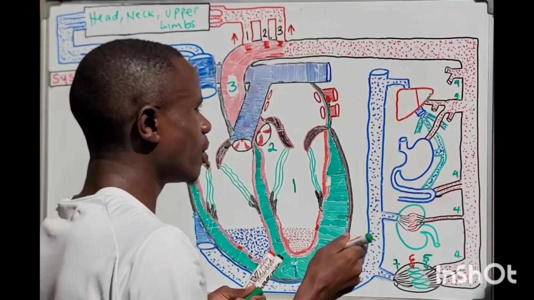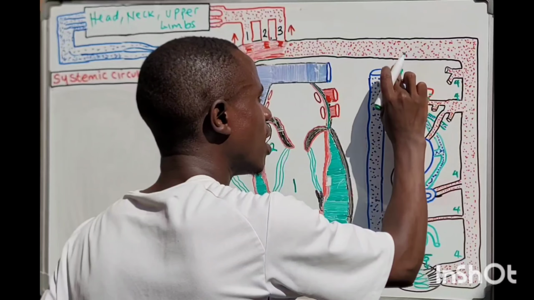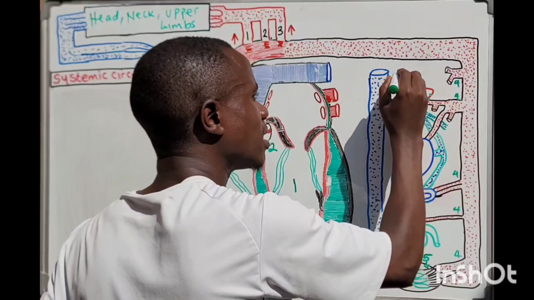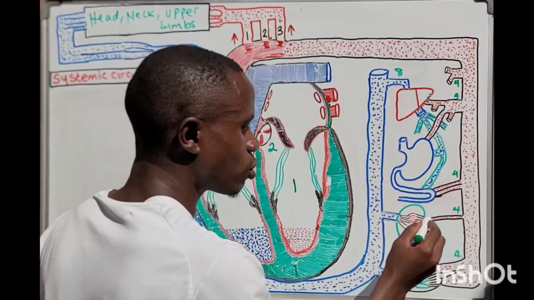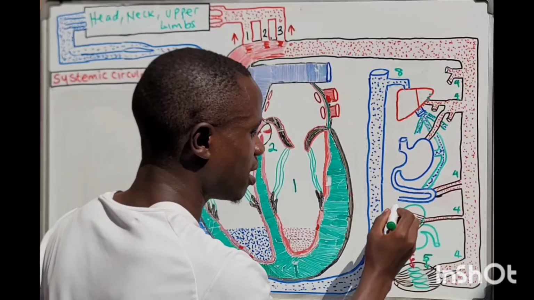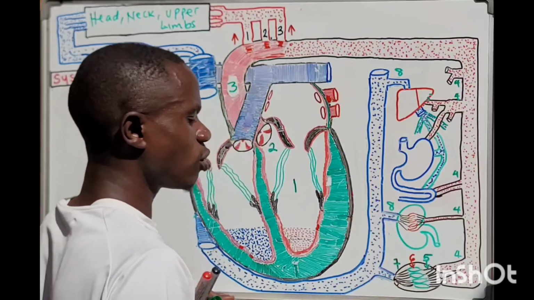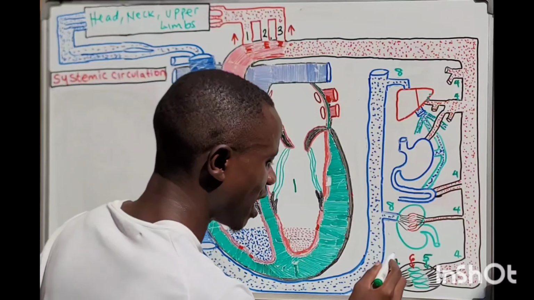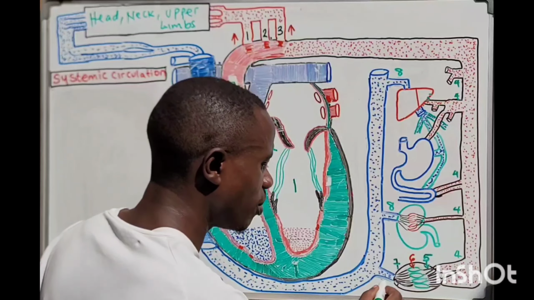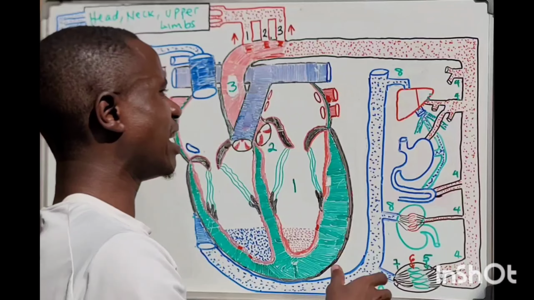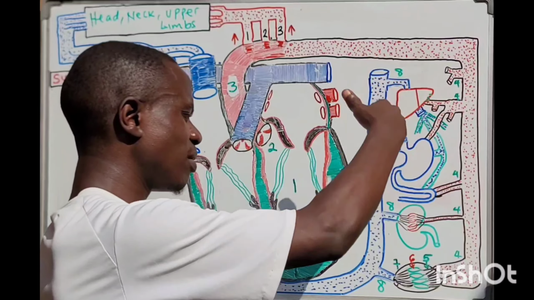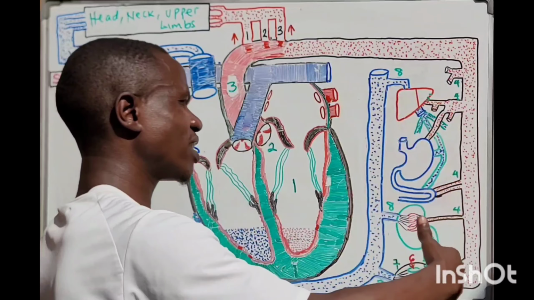So now, in that way, this hepatic vein is going to be part of what we call the systemic veins, okay? And also from the kidneys, the renal vein is also part of the systemic veins. And also from other parts of the lower extremities, they are also going to be systemic veins.